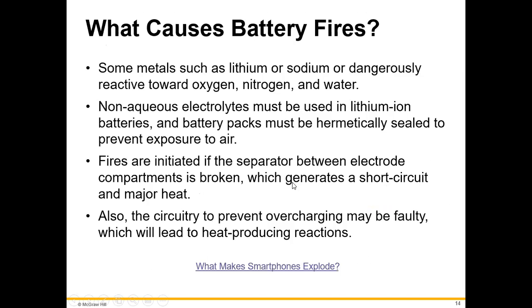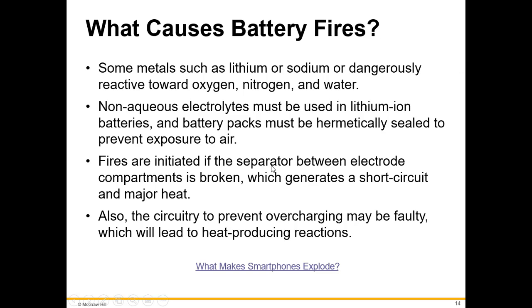So if you've ever seen videos on the internet about phones bursting into flames, what would cause a battery to ignite? Well, the reason is that a lot of those elements that are in there, lithium, sodium, really react with oxygen, nitrogen, and water. And so you've got to be really careful about making the battery, because you want to make sure that there's no exposure to air, there's no exposure to water, can't leak in.